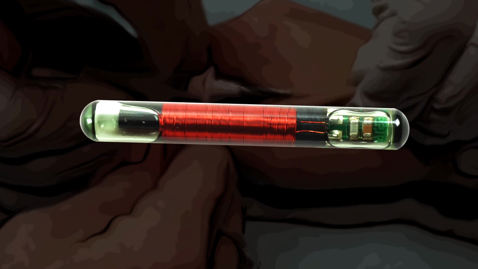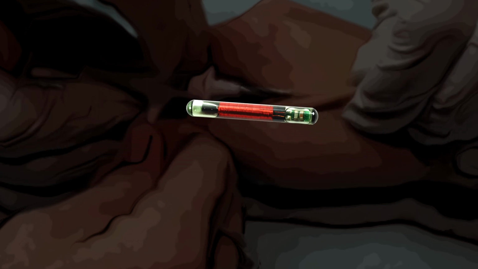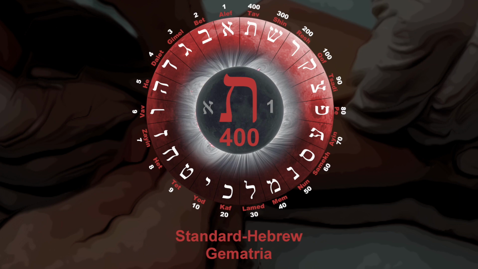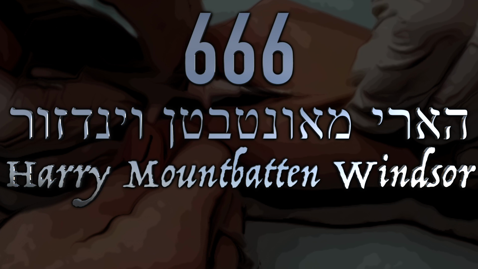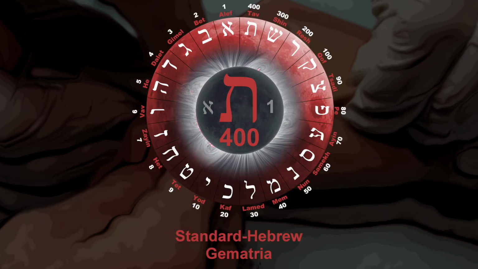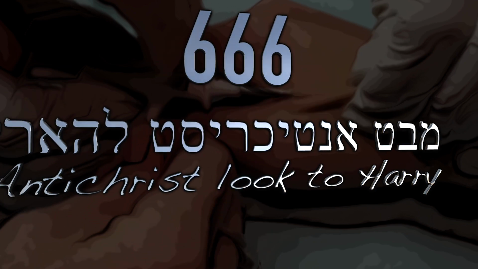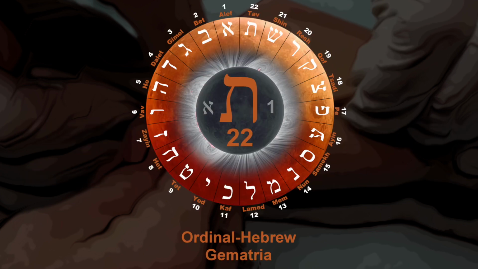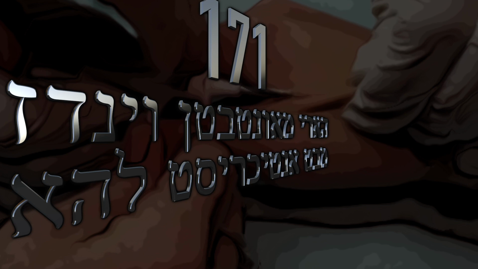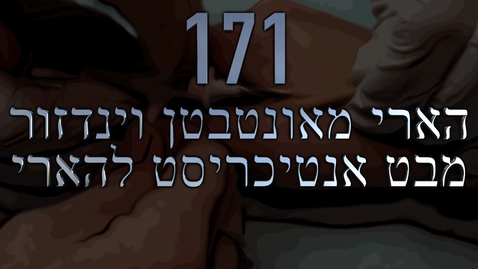If I may digress slightly before returning to our main topic, which is the Mark of the Beast. As already spoken, using standard Hebrew Gematria, Harry Mountbatten Windsor equals 666, and using standard Hebrew Gematria, Antichrist looked to Harry also equals 666. Using ordinal Hebrew Gematria, both those names equal 171.